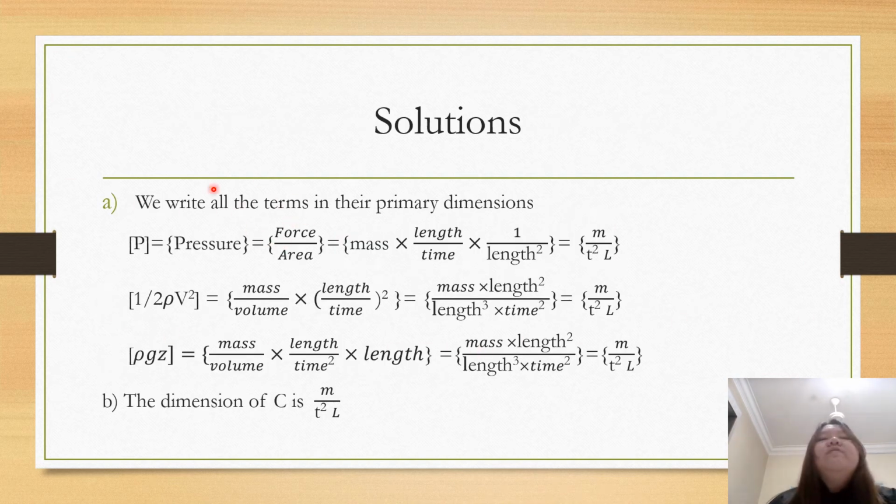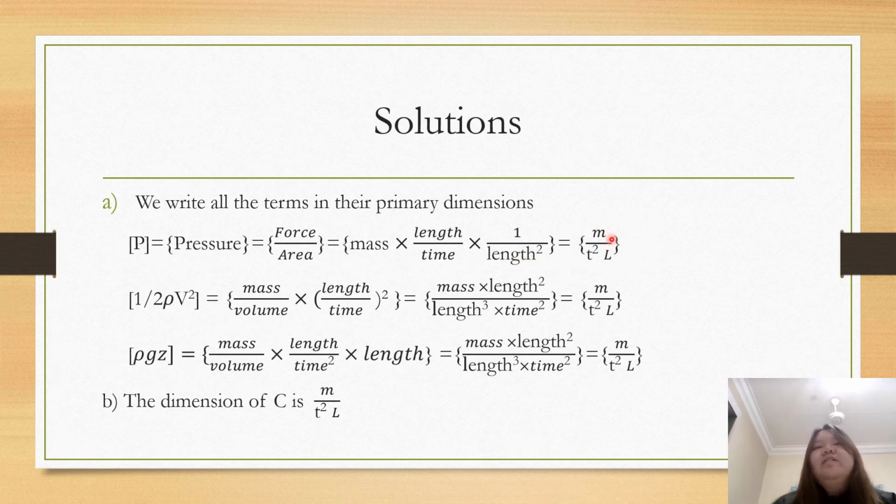The solution for A is we have to write all the terms in their primary dimensions. The first term is P, pressure. Pressure equals force over area, so it equals mass times length over time squared, times 1 over length squared.